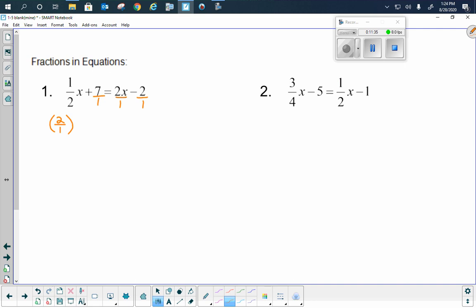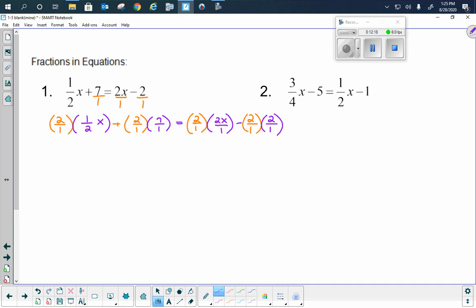Okay, so 2 over 1 times the original, I'll keep switching back and forth, 1/2 times x plus 2 over 1 times 7 over 1 equals 2 over 1 times 2x over 1 minus 2 over 1 times 2 over 1. Okay, that's just visually.